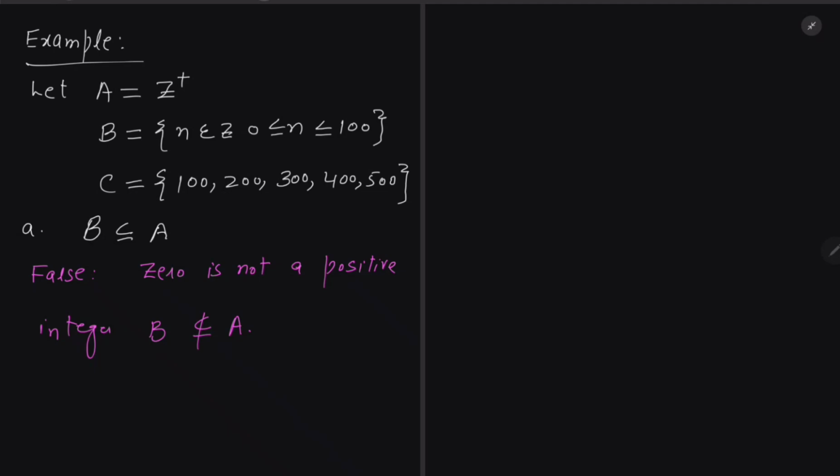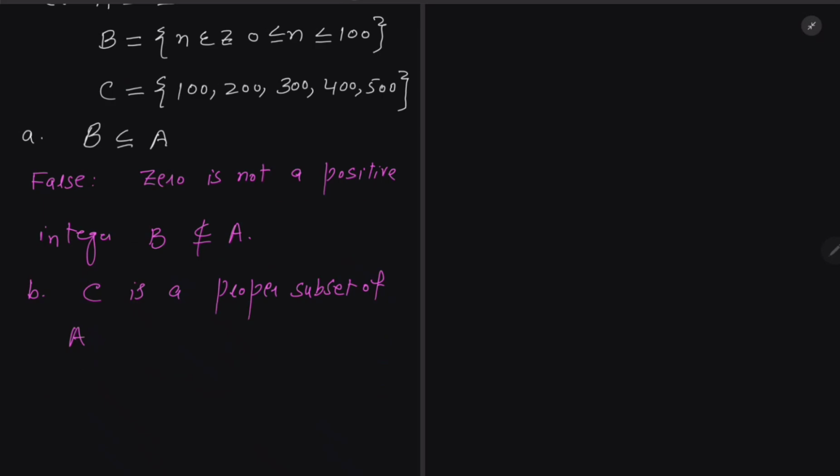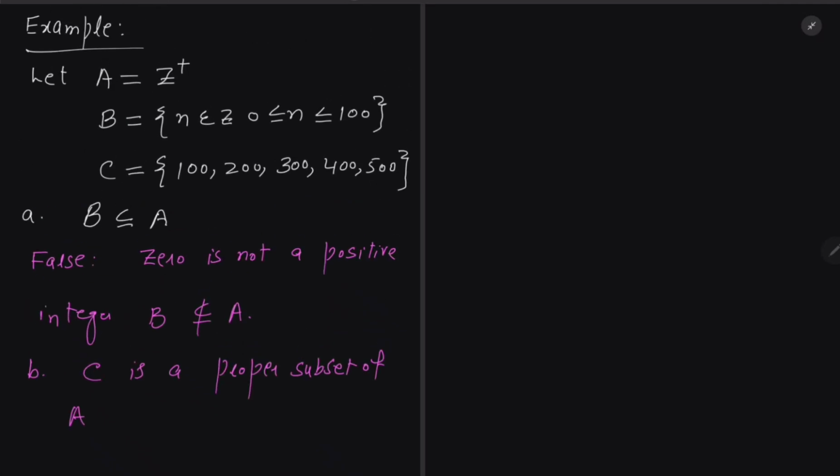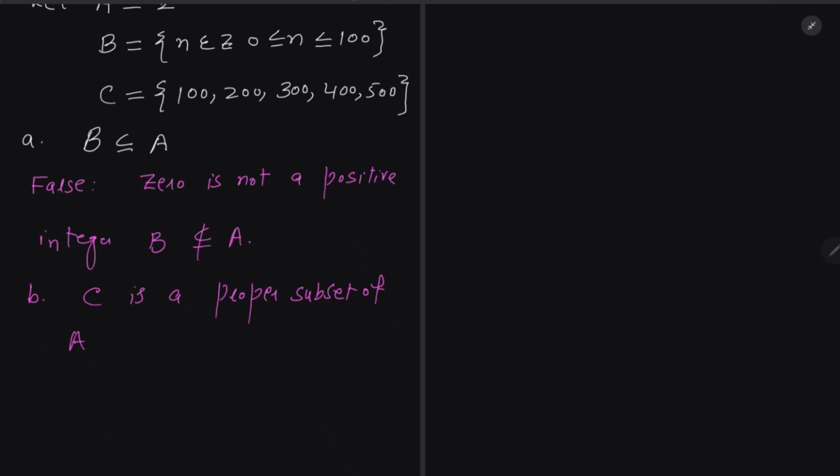The second part is: C is a proper subset of A. If I just look at C, it has these elements and it is a proper subset of A. Yes, it is a proper subset since C has fewer elements and there are many elements which are not part of C. So C is a proper subset. The answer is true.